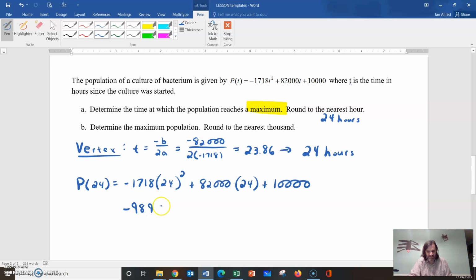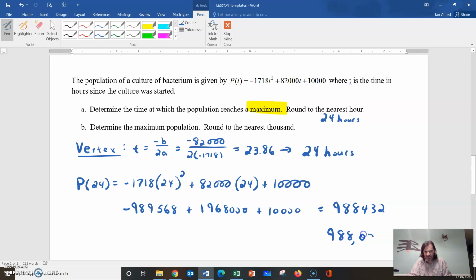Negative 898,568 plus 24 times 82,000 looks like 196,800. So that's about 2 million plus 10,000. So let's see. So I'm going to add these numbers together. And I get 988,432. And if I round that off to the nearest 1,000, that's 988,000, and I'll round down.